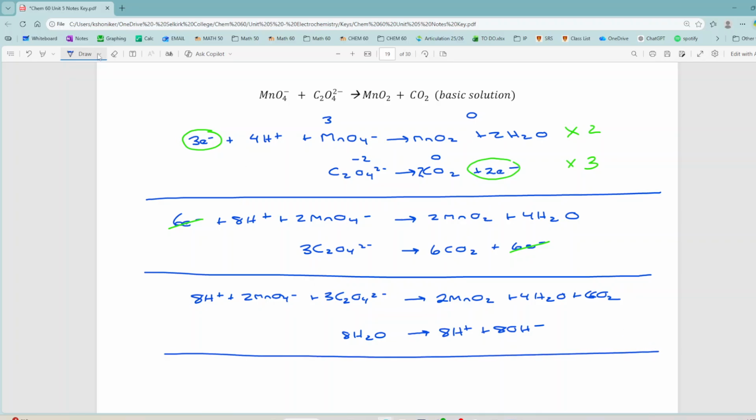Then I need to look to see what's going to cancel out. So the 8 hydrogens is going to take out the 8 hydrogens, and then I've got 8 waters on the left and 4 waters on the right, so I'm going to put just a 4 here. And then I'm going to rewrite the total equation.